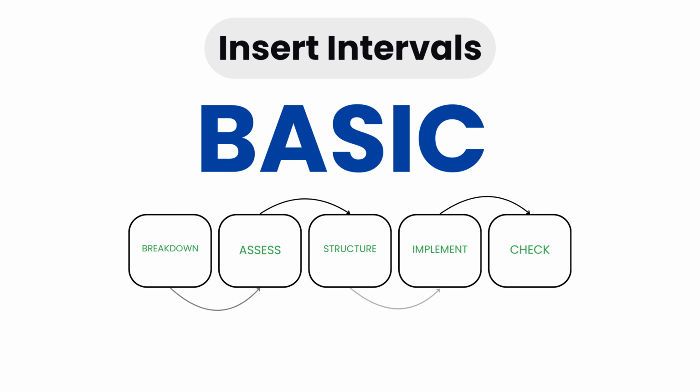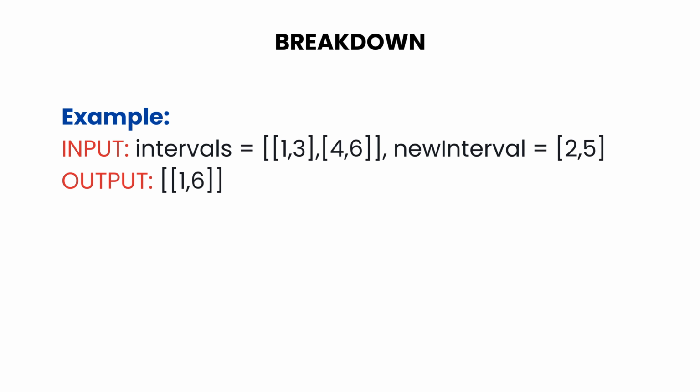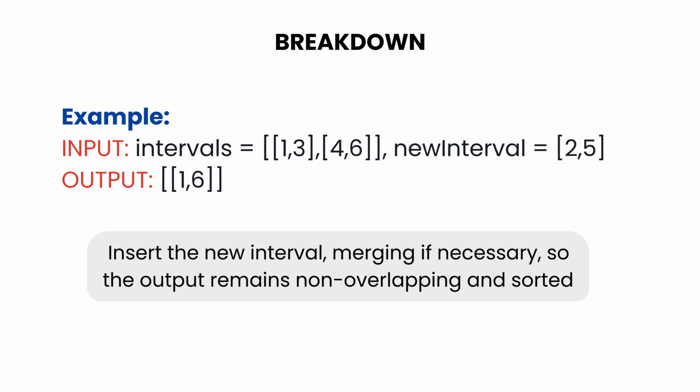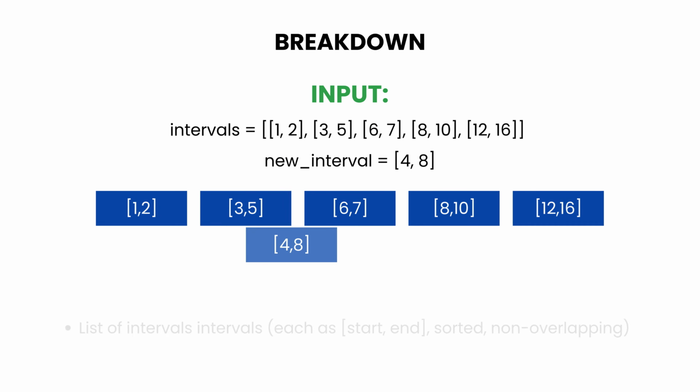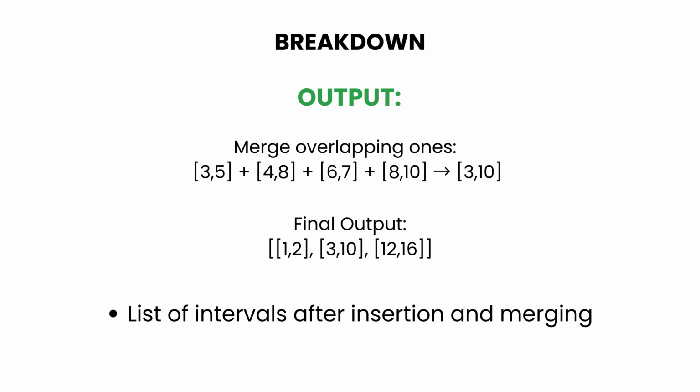Let's solve Insert Interval using the basic approach, so you can handle any interval insertion or merging scenario step by step. You're given a list of non-overlapping intervals sorted by start time and a new interval. Insert the new interval, merging if necessary, so the output remains non-overlapping and sorted. Input: a list of intervals, each as start, end, sorted and non-overlapping, and a new interval, start, end. Output: the list of intervals after insertion and merging.